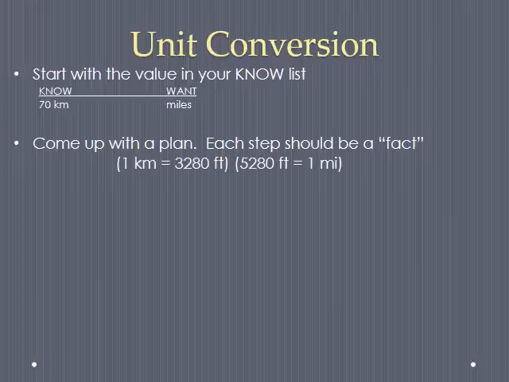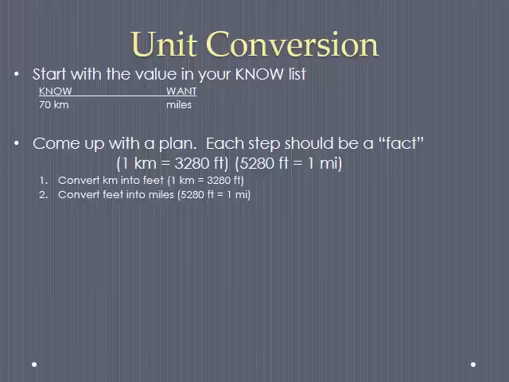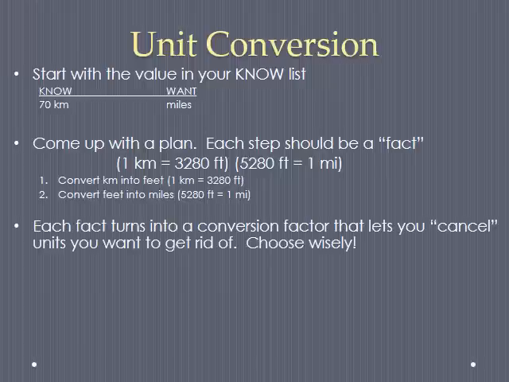Now, each step in my plan is going to be a fact that I know. Sometimes you might only need one step if you can go directly from kilometers to miles, but in this case, I don't have a single fact that lets me go from kilometers to miles. So I need a two-step plan. The first step, I'm going to convert kilometers into feet. And I can do that because I know that 1 kilometer is equal to 3,280 feet. The second step in my plan is going to be converting feet into miles. And I know that there's 5,280 feet in 1 mile. So that should allow me to accomplish my goal of going all the way from kilometers to miles.